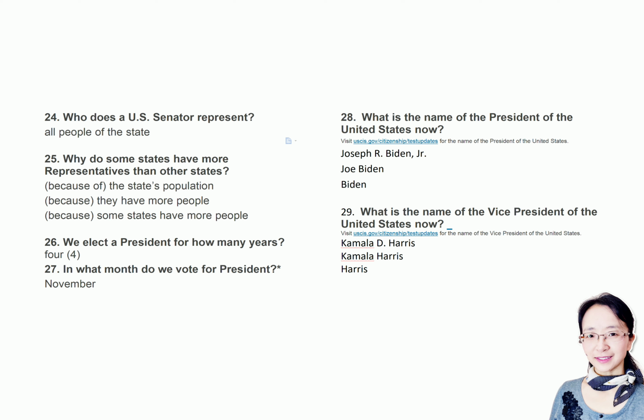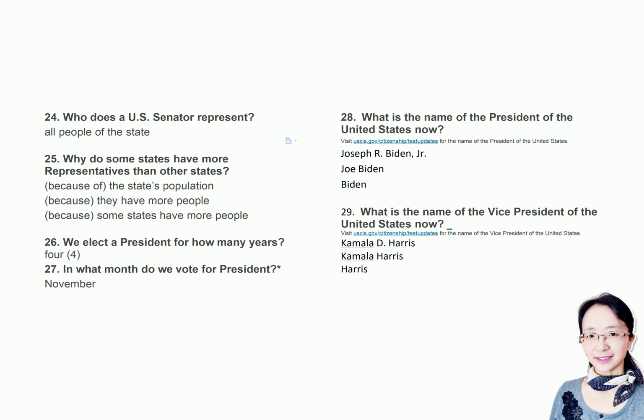We elect a president for how many years? 4. In what month do we vote for president? November. What is the name of the President of the United States now? Visit uscis.gov/citizenship/test updates for the name of the President of the United States. Joseph R. Biden, Jr., Joe Biden, Biden.